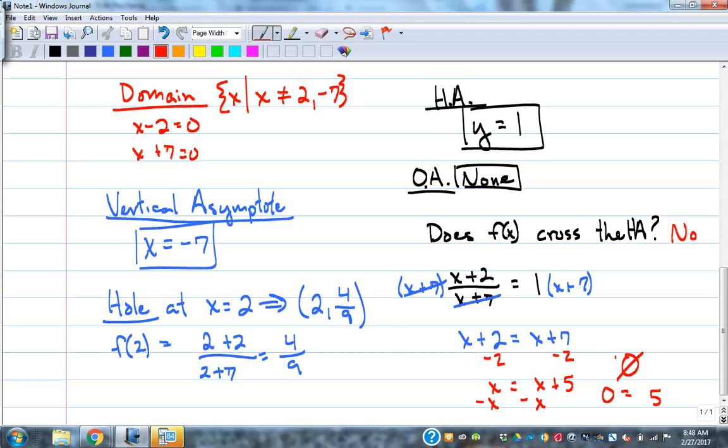So you take the simplified version and set it equal to whatever the horizontal asymptote is. It won't cross a vertical. It could cross an oblique, but it doesn't happen very often. But either way, you just set the simplified version equal to whatever your horizontal or oblique asymptotes are. Okay? Thomas.